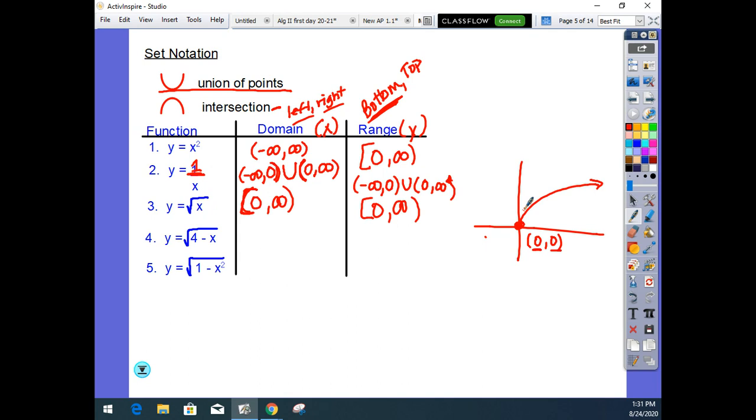All right, so what just happened from here to here? You can see some translation going on. This is moved and reflected. All right, so I'm going to take this basic graph and it's reflected, the negative x is reflecting it. And so that's going to go, so this would be the square root of negative x.